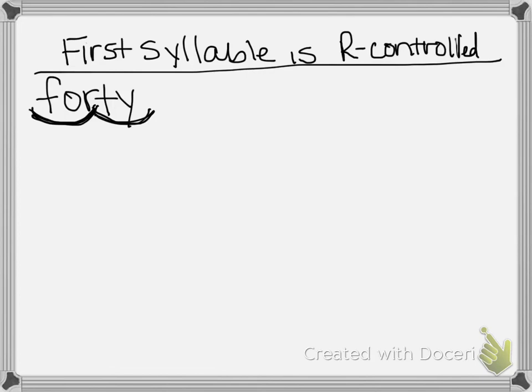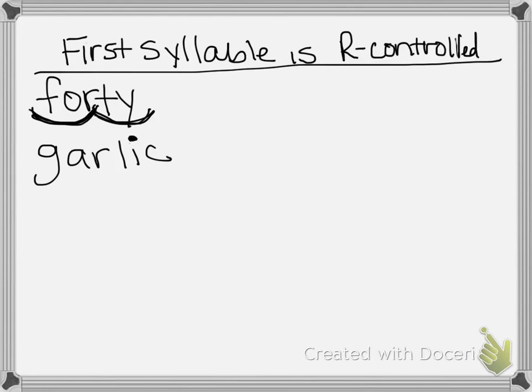Good. Okay. Next word. Again, we're not saying these, we're just looking at them as if you're reading a book and you stumble upon this word. Okay? Look at it letter by letter. Garlic. Okay? Is your first vowel going to be R-controlled?